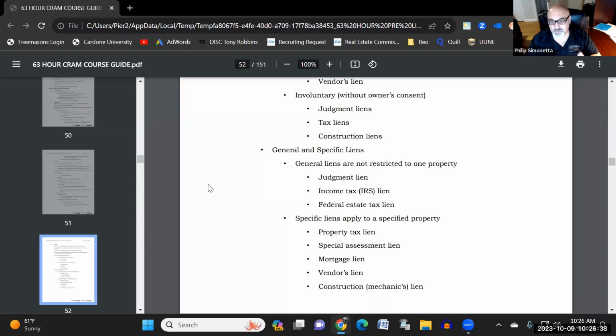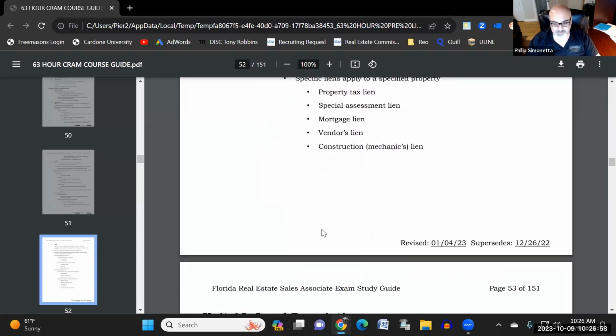Mortgage lien. If you have a mortgage on one property, they can only have a lien on that property. Vendor's lien. Again, if they're fixing the roof on that property, they can't put that lien on a different property. It has to be on that property. And a construction mechanics lien. That's if you had a deck put on and didn't pay the guy, they can go and put a lien on the property.